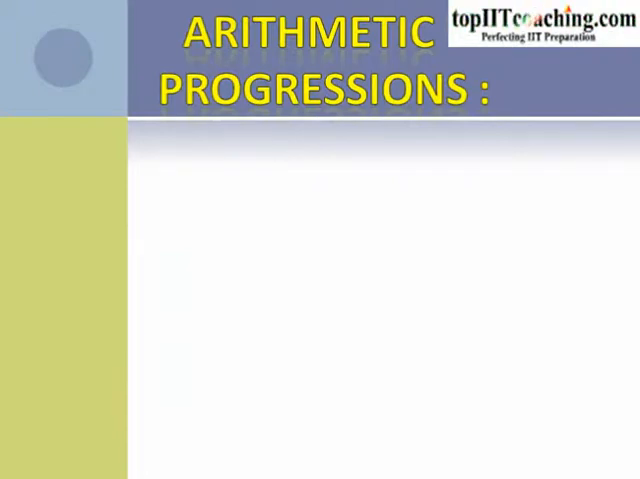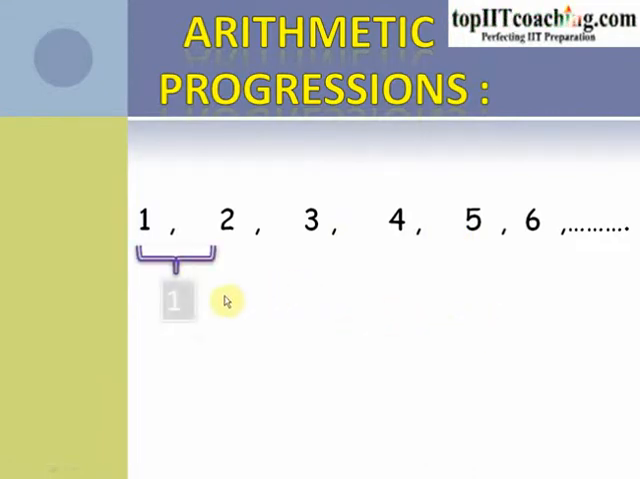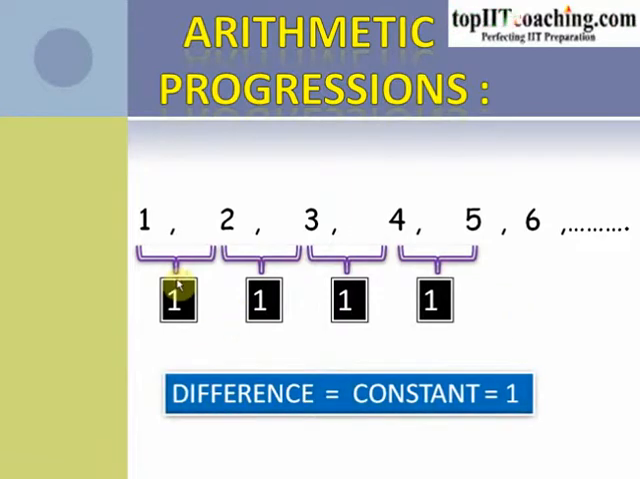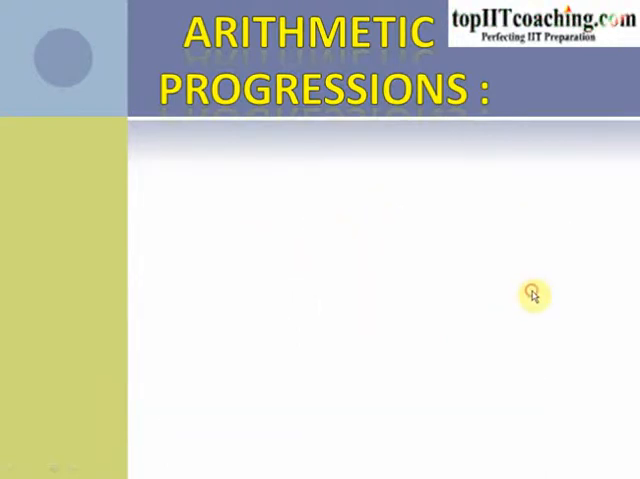Now what are arithmetic progressions? Let us say that we have a series 1, 2, 3, 4, 5, 6 as the elements of the series. What we observe is that the difference between any two consecutive terms is equal to 1. So we can say that the difference between the consecutive terms is constant, and in this case it is equal to 1. So this sequence 1, 2, 3, 4, 5, 6 and so on is an example of an arithmetic progression.